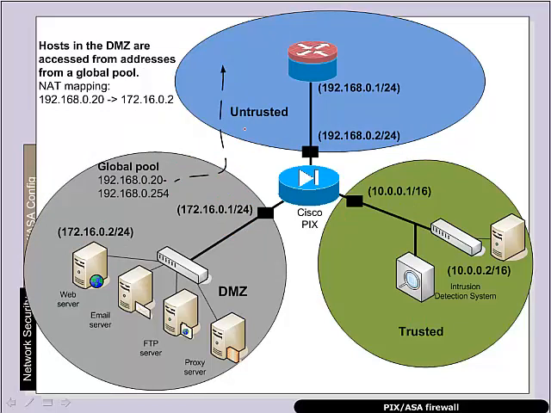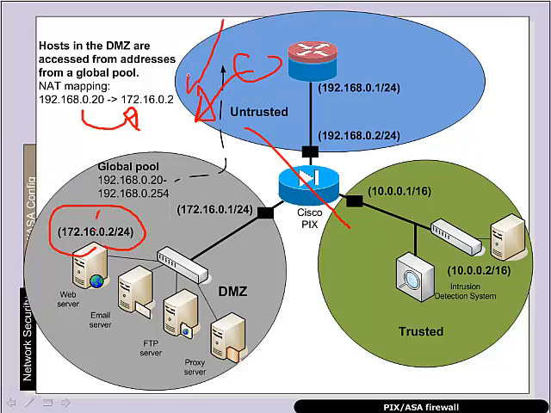The PIX ASA device typically supports network address translation, and with this we define a global pool. The global pool are the addresses which are used outside the network, and then we can have a mapping from our global pool into a local pool. So in this case, this host is accessed from outside through its global address. Our NAT mapping is from this address, from outside, into this address.